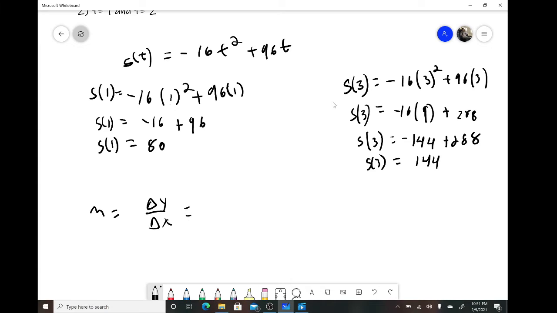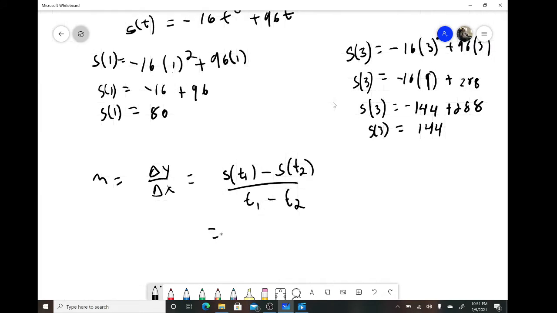In this particular problem, for velocity, we're going to take the position at t1 minus the position at t2, divided by t1 minus t2. To make our computations nicer, I'm going to say that t1 is just 3, so s of t1 is 144. That way we don't have to deal with negative numbers. We're going to have 144 minus 80 divided by 3 minus 1.